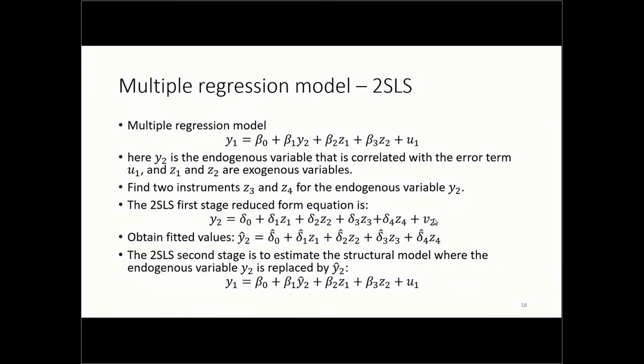So now the second stage of the two-stage least squares is to estimate the structural model where the endogenous variable y2 is replaced by y2 hat. Notice that this is the original regression, and the only thing that is different is that y2 got replaced by y2 hat. This is the predicted value from the first stage that only has exogenous information. And because it only has exogenous information, it's not correlated with the error term. So if we just estimate this equation, we would find a coefficient that's not biased.